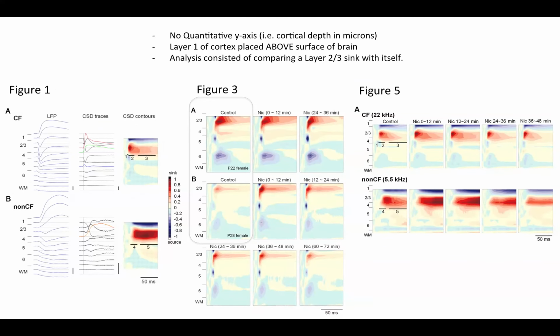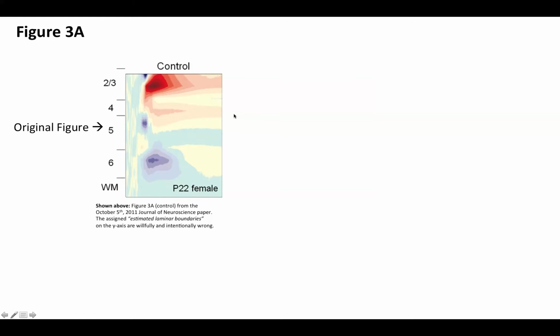Now I'm going to show you figure 3A and 3B, which is really quite an astounding figure because it's missing layer 1. Now here's the original figure. Again, notice that there is no quantitative y-axis. There's no y-axis scale bar to give readers, reviewers, and editors an idea of what cortical depths these were recorded from. And again, these recordings are from the full depth of auditory cortex. So why is layer 1 of cortex not on here?